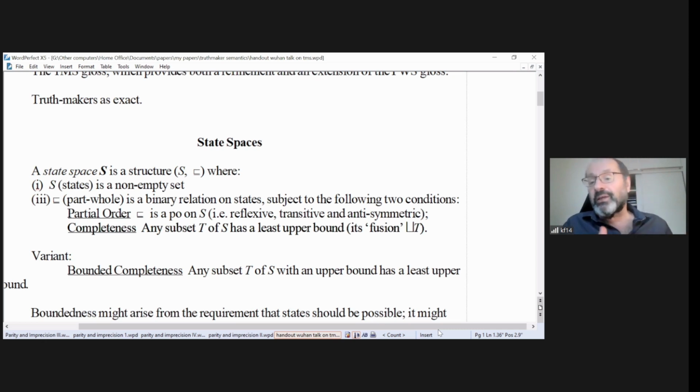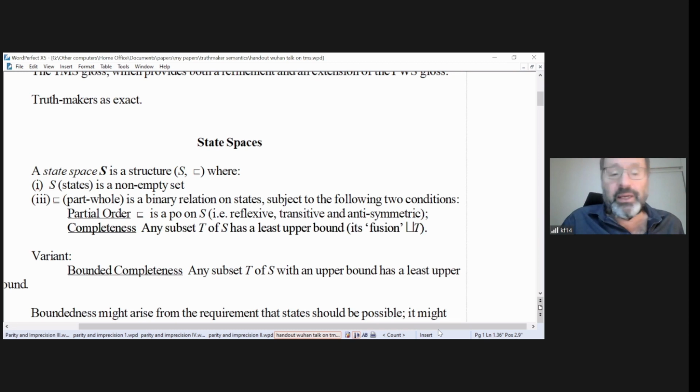Now, if I get the state of my sitting and the state of my standing, and I take the least upper bound, which is intuitively speaking the fusion of those two states, that will not be a possible state. The state of my sitting and my standing is not a possible state. So you may want to say there shouldn't be a least upper bound or fusion of these two states in this case, because you're violating the condition that every state should be possible.